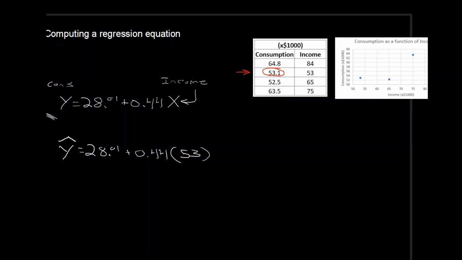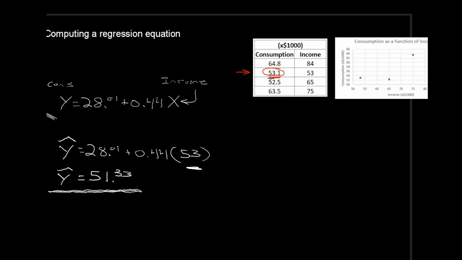So what do we get? We get 28.01 plus 0.44 times 53. And we get a predicted value of consumption, that is our y hat, is 51.33. That is what our model would predict your level of consumption to be should you have an income level of 53. Now, taking a look at that, of course, that's wrong, right?